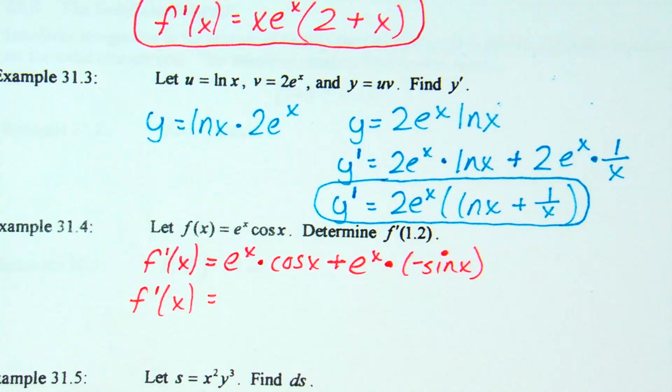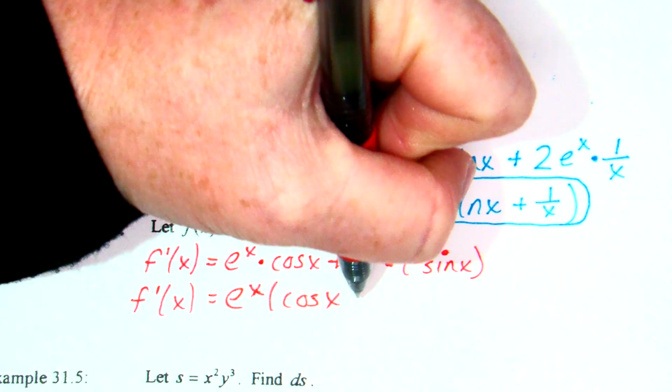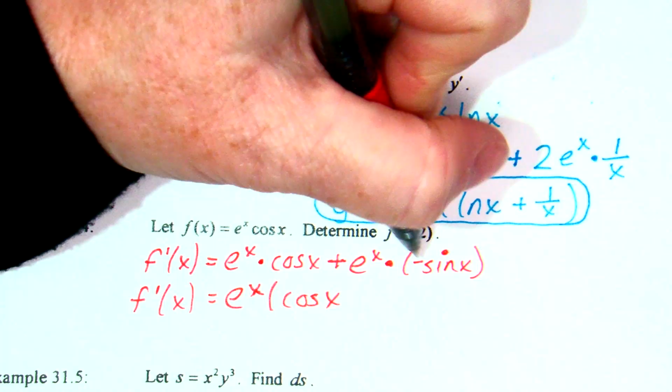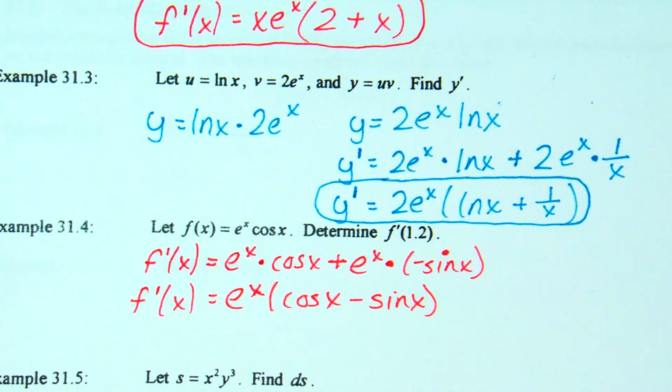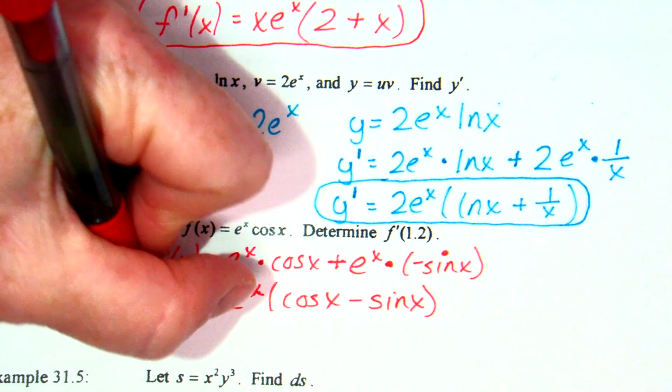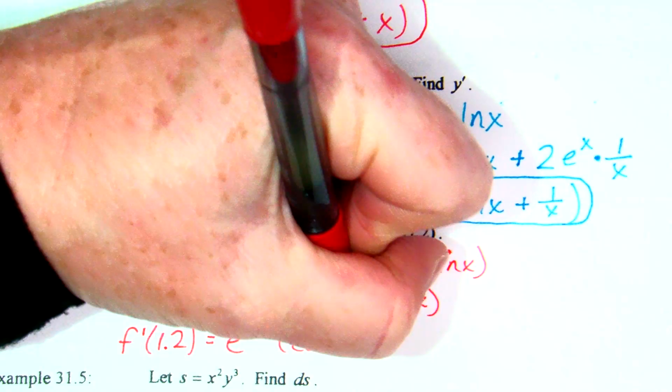How could I clean that up? You can put a GCF of e to the x. So it's e to the x times cosine x plus negative sine x, or I'm actually going to write minus sine x. What did this problem actually ask me to do? Plug in the 1.2. So f prime of 1.2 is e to the 1.2 times cosine of 1.2 minus sine of 1.2.